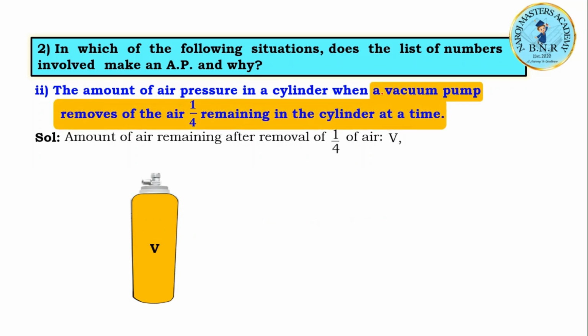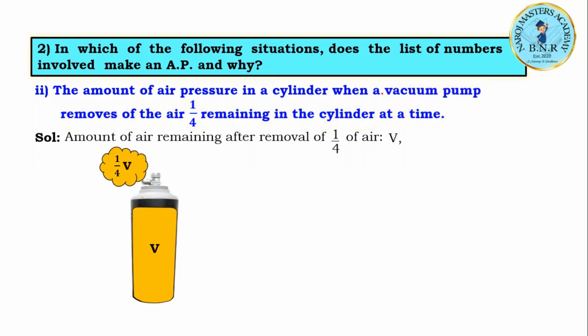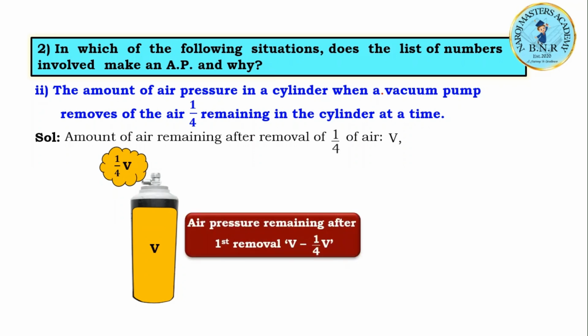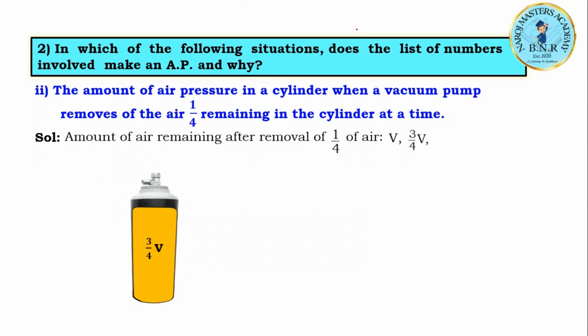The vacuum pump removes 1 by 4 of the air remaining in the cylinder at a time. So here we are removing 1 by 4 of the gas present in the cylinder, from the total amount, that is V. Air remaining after the first removal: total volume is V, from that we subtract 1 by 4. So the answer is 3 by 4.